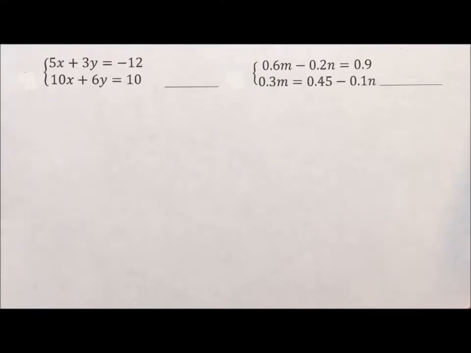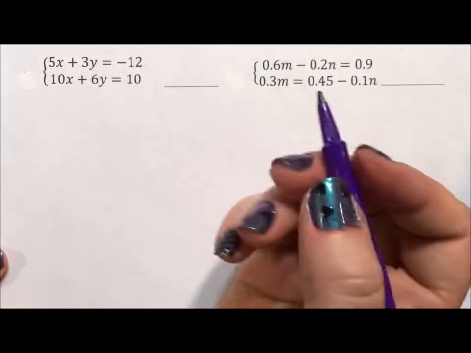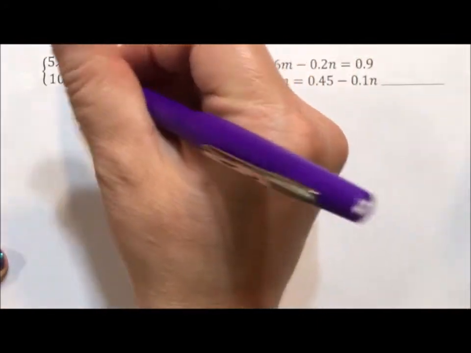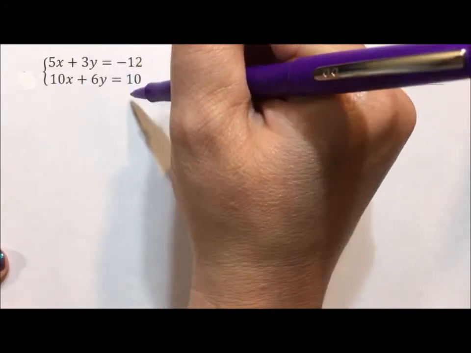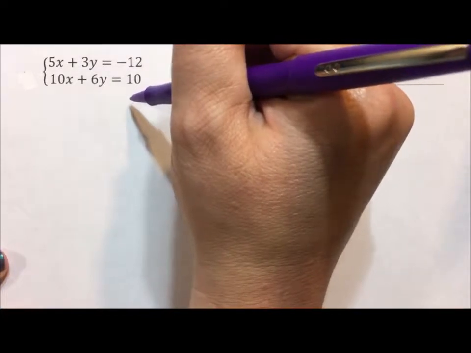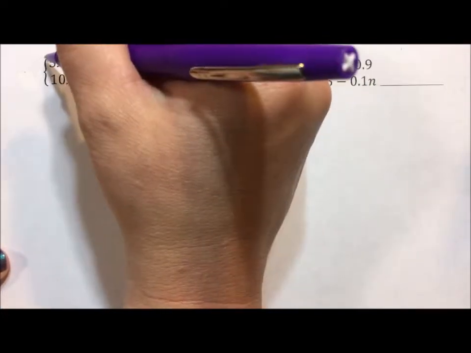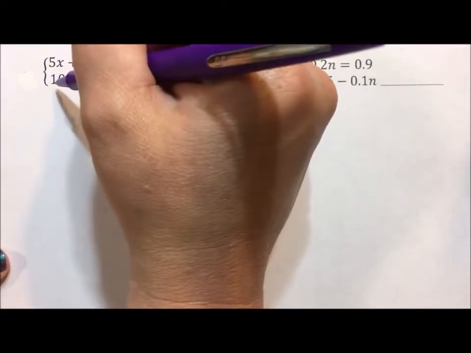Today I'm doing a series of videos on systems of equations and solving them algebraically. Okay, so in this one our x's are lined up, our y's are lined up, the equal signs are lined up, the answers are lined up, so this looks like a perfect time to use elimination. So we will eliminate our x's because 5 goes into 10 twice.